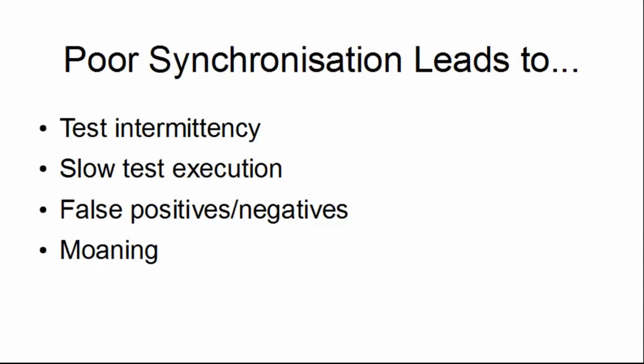Sometimes when your tests are too slow, it means that you have too many implicit waits. You're not synchronizing on the right things. You're waiting too long for things to happen. You get false positives or false negatives because you're waiting on the wrong thing and something comes through. Or your test, you eventually discover, doesn't actually test for what you think it does.